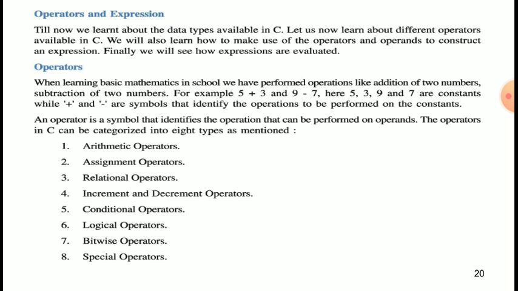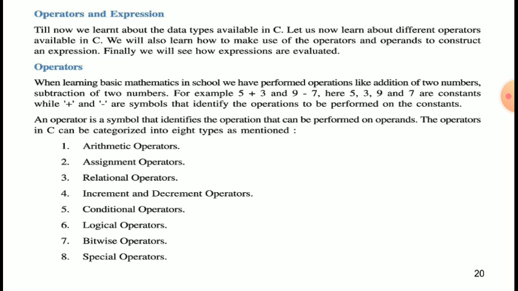So next is operators and expressions. An operator is a symbol that identifies the operations that can be performed on data. The data can be a variable or constant. The data on which the operation is performed using an operator is known as operands. This means that the operator processes the operands.